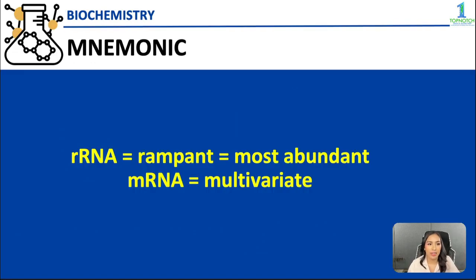Paano ko maalala? rRNA, rampant, most abundant. mRNA, multivariate. So, although onti siya, it has so many variations. So, marami siyang forms.